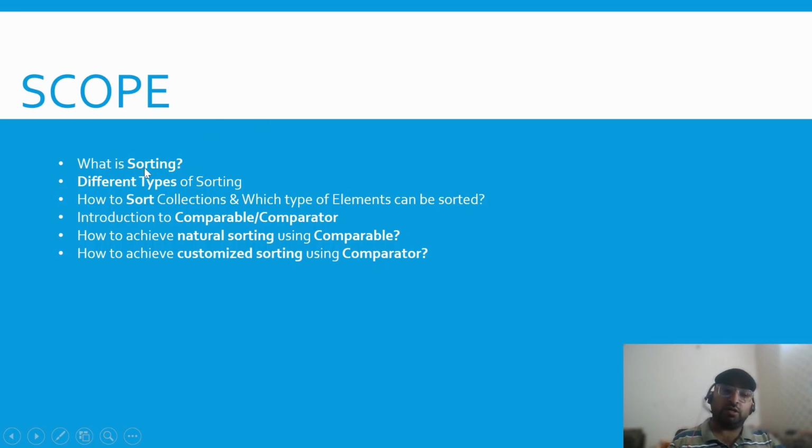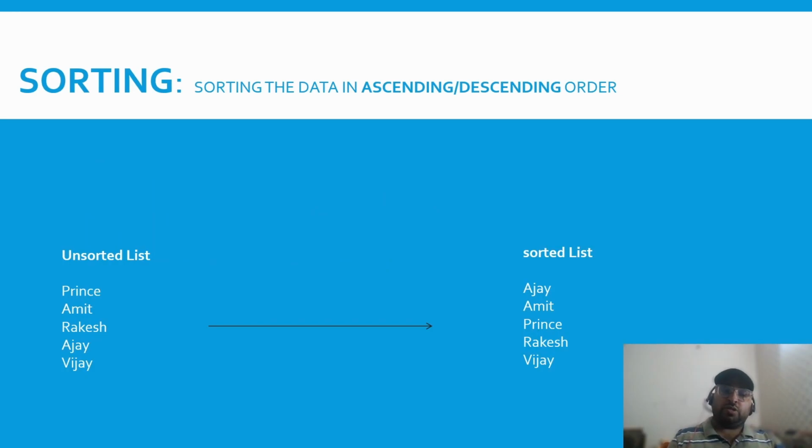So first we'll discuss what sorting is in layman language. Then we'll discuss different types of sorting, how to sort collections, and which type of elements can be sorted. Later we'll cover two very important interfaces in Java, that is comparable and comparator. These two interfaces are responsible for implementing sorting in Java. And then we'll discuss the use cases of comparable and comparator to achieve natural sorting as well as customized sorting. Now let us try to understand what is sorting.